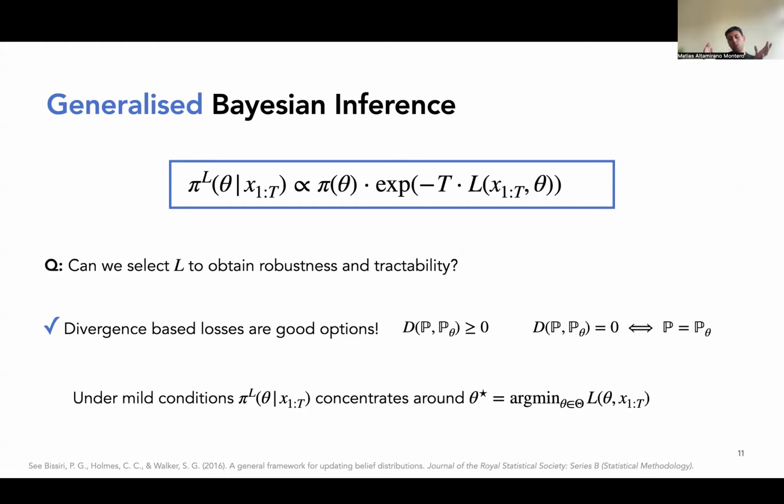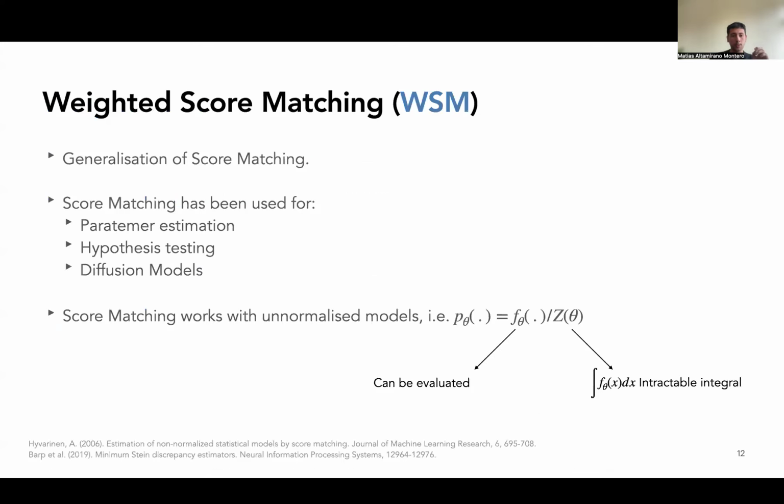So if we use a loss function that can approximate this divergence, it will be minimized when we find a theta star such that P theta star is really close to P naught. In the case that our model is well specified, they will be the same. But if not, hopefully we'll concentrate to a different one. And as David already said, under really mild conditions, usually this posterior will concentrate to the minimizer of this loss, which hopefully will be more robust.